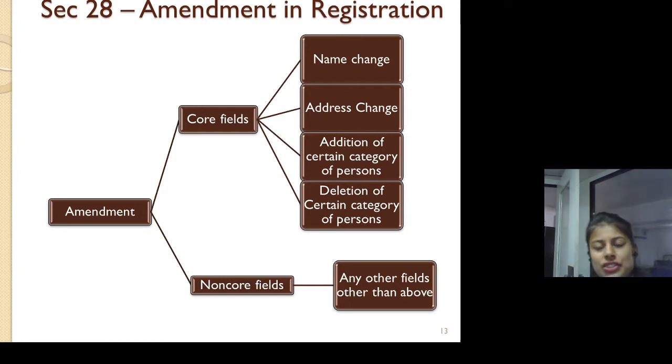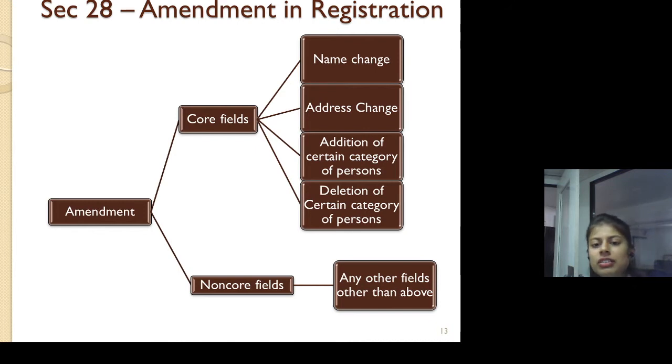So these four categories of things will be called core field changes: the name change, address change, and addition of certain category of persons. Now, who are these certain categories of persons? For a partnership firm, they could be partners. For a company, they could be directors, full-time directors, managing directors, kartas, etc. These all will amount to addition and deletion of certain specified categories of persons, and for this it will amount to an amendment in a core field of registration. And any other field other than these four fields will be called non-core fields.